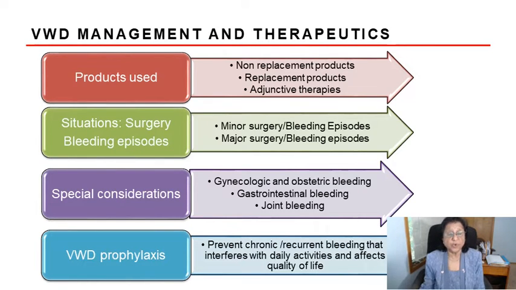So just to give you an idea, these are the products used: your non-replacement products, I'll go into this in a little more detail, replacement products and adjunctive therapies, which most of you know, and the situations. So there are situations of surgery, major or minor surgery, and bleeding episodes, major or minor bleeding episodes. As I said, special consideration should be given to gynecologic and obstetric bleeding, gastrointestinal, and joint bleeding.